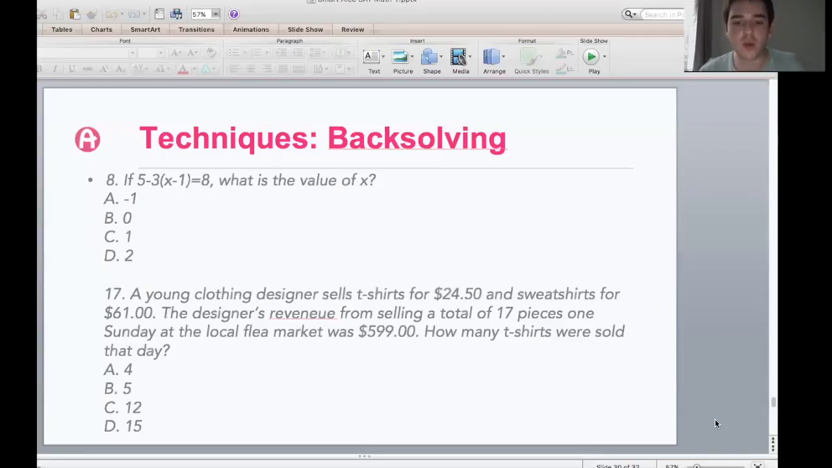You pretend. What are you looking for? You're looking for t-shirts, so you're defining 5 t-shirts. You go through the problem, you do the math and plug it in. In this case, 5 is too small. So I know, oh, let's try one up.